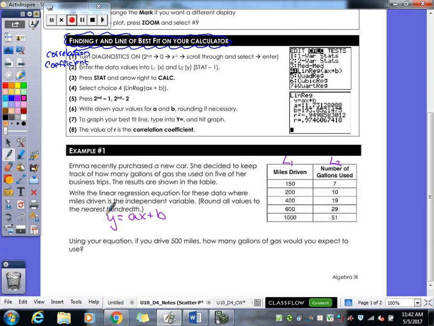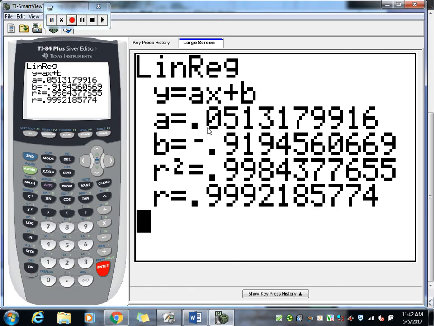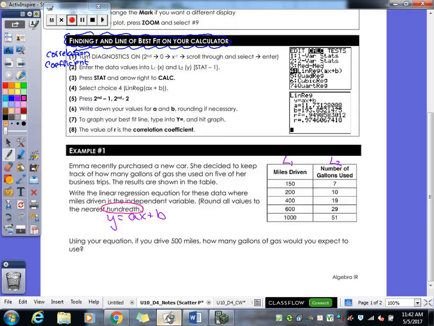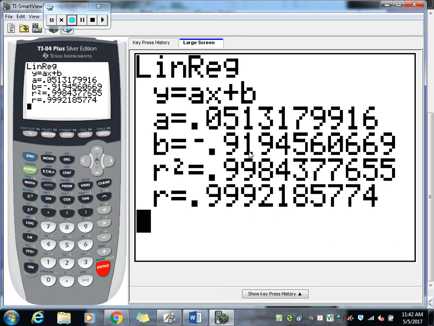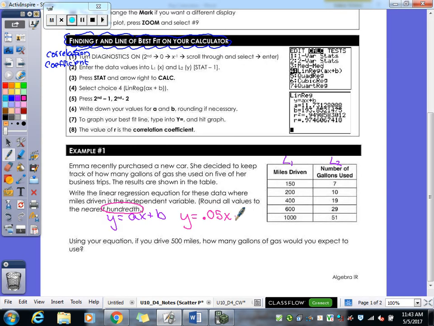Now, we are told to round to the nearest hundredth. So our A value to the nearest hundredth would be what? Hundredth means two numbers after the decimal. Does the 1 make the 5 change at all? So it's 0.05. So y equals 0.05x. So now I got to figure out what we're plugging in for b. So b is negative 0.919, but that 9 makes that 1 turn into a what? 2. So it's negative 0.92. And that's our equation for our line of best fit.